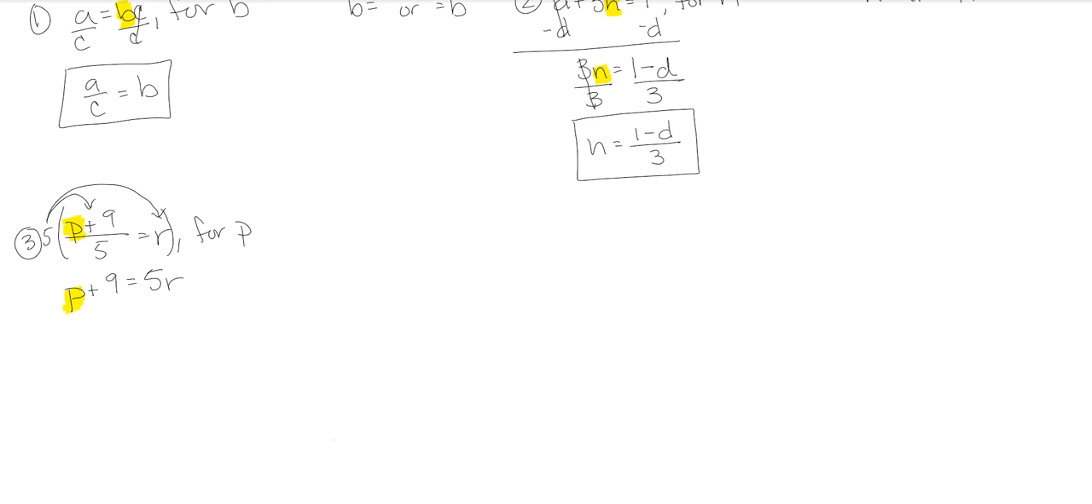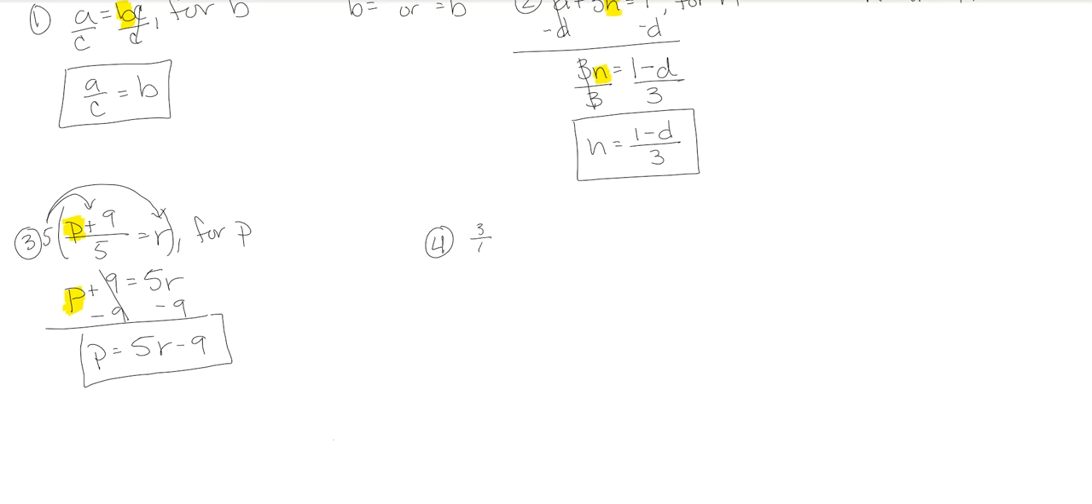And then again, we want this P by itself. So subtract 9 from both sides. P is equal to 5R minus 9. You cannot subtract 9 from a variable. 9 is just a number. It didn't have an R. So you cannot subtract 9 from that 5R. So this is our final answer. And we have one more problem.